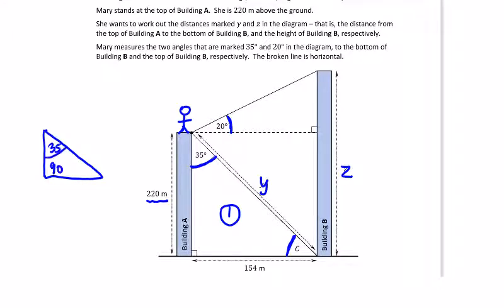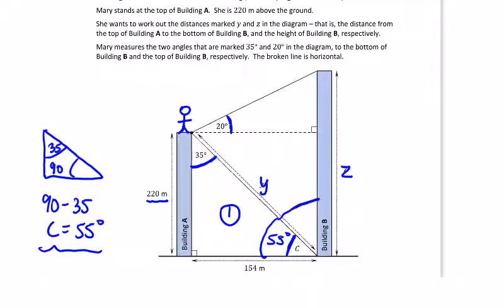So the two non-right angles always add up to 90, or the 3 add up to 180. So 90 minus 35 is 55 degrees. So that's what angle C has to be, or 180 minus 90 minus 35. So let's put that back on the diagram. 55 degrees. This one and this one have to add up to 90 as well.